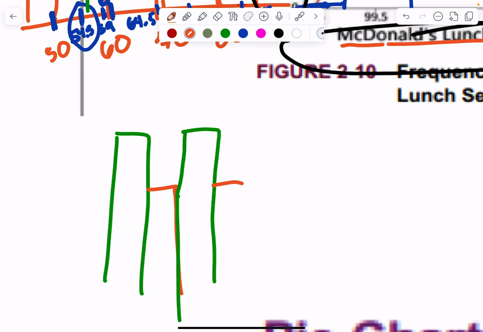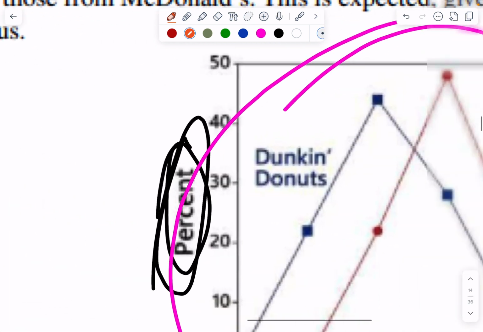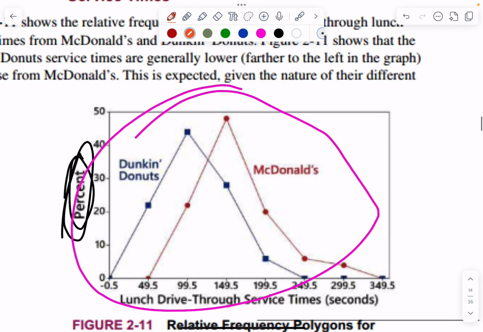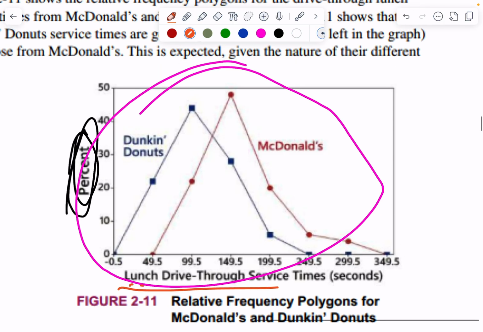But the problem with that is that these classes, these green ones, don't touch, right? And the classes should touch at the bottom. So it's better to do a frequency polygon here where I can just put that data in there and you can see the lines on top of each other and compare Dunkin' Donuts and McDonald's. So lunch drive-through service times, we can note that Dunkin' Donuts' peak is a lot less than McDonald's, which means that their service times are slightly faster, okay?